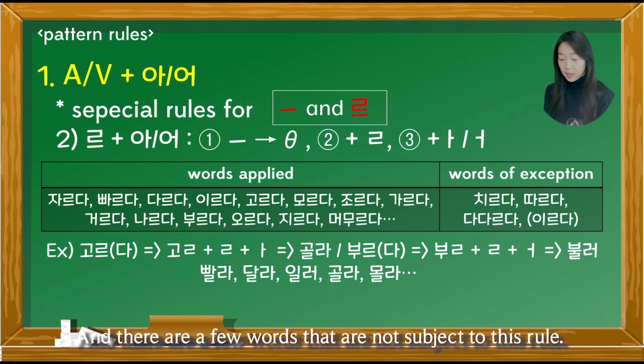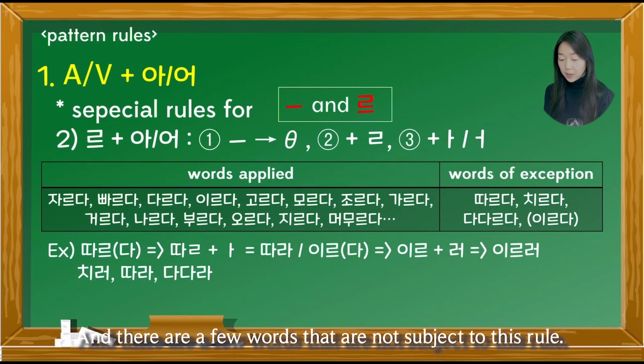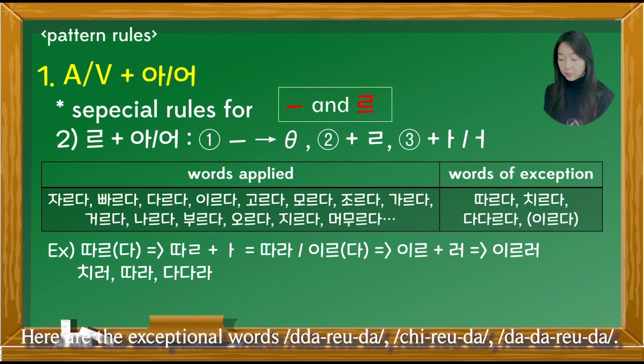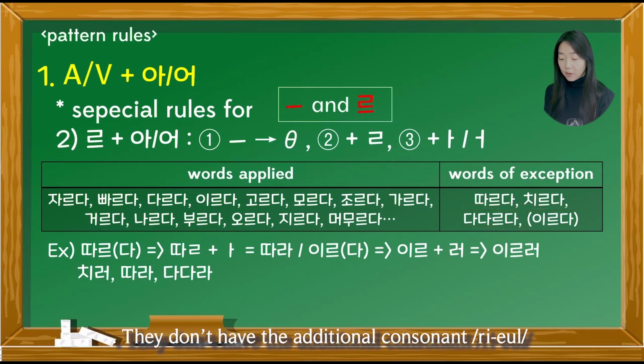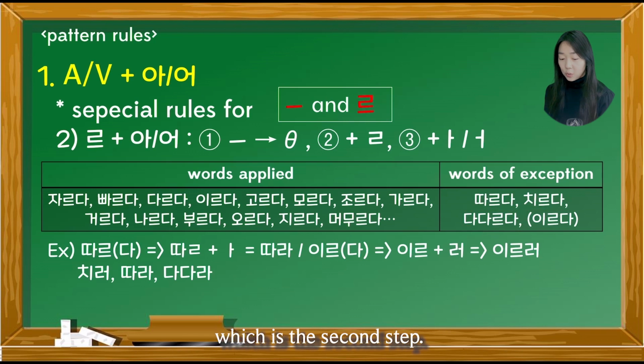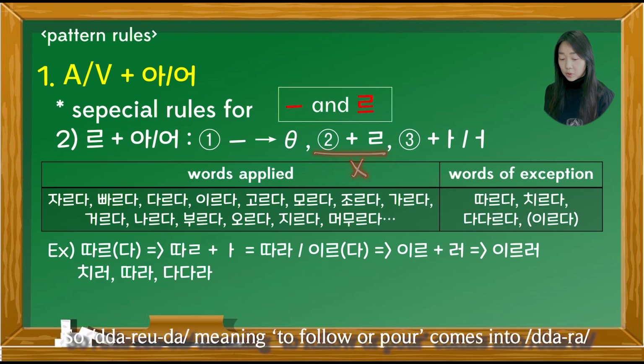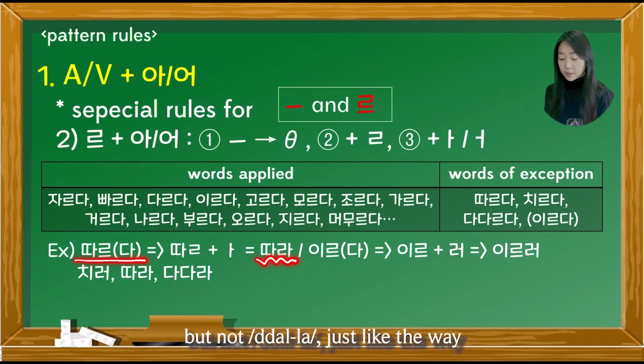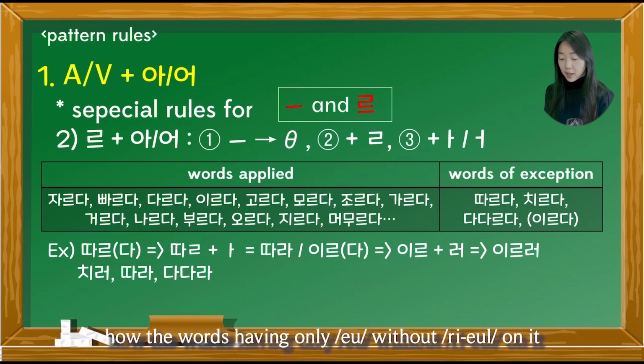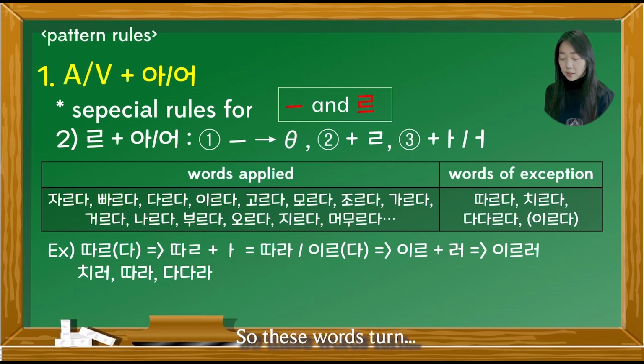And there are a few words that are not subject to this rule. Here are the exceptional words 따르다, 치르다, 다다르다. They don't have the additional consonant 를, which is the second step. So, 따르다, meaning to follow or pour, comes into 따라 but not 달라. Just like the way the words having only 으 without 를 in the letter go. So, these words turn 치러, 따라, 다다라.